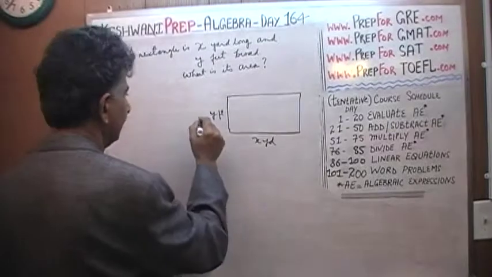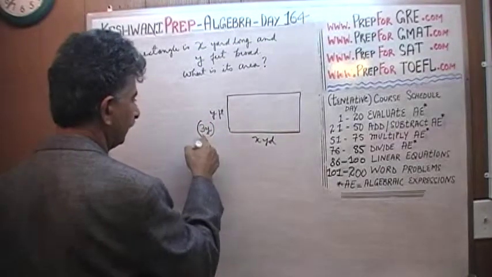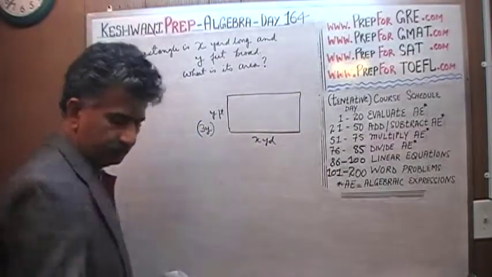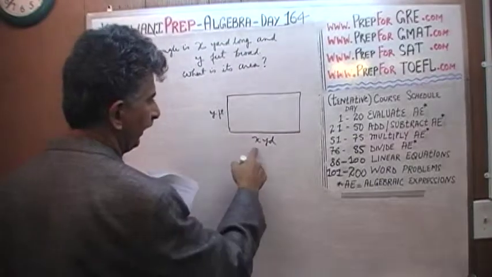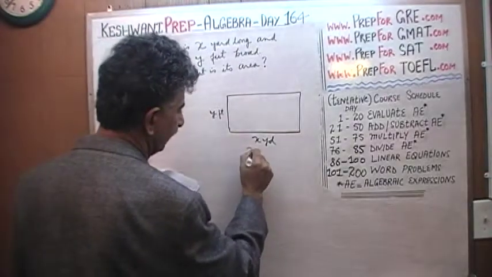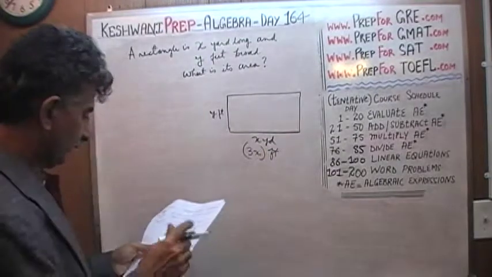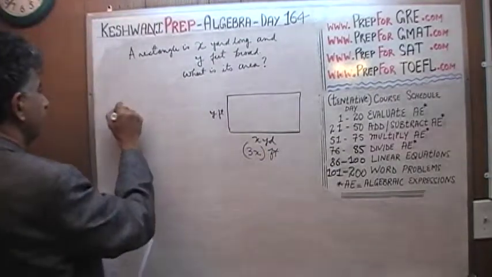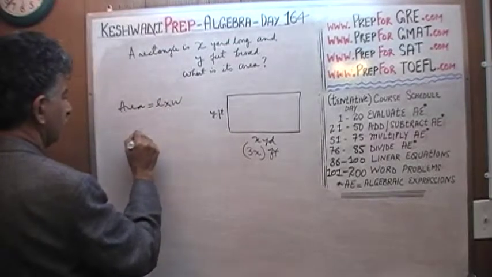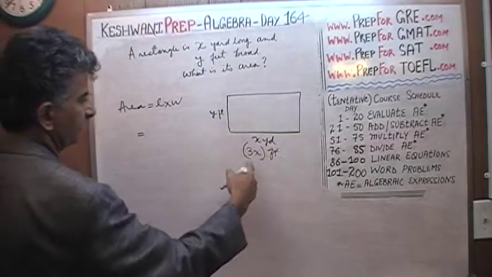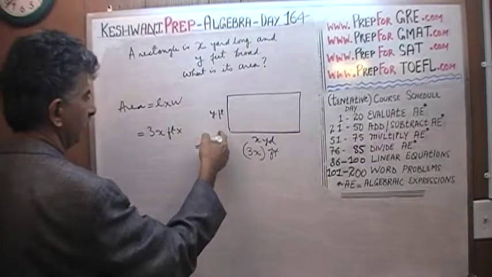Y feet is already feet. Y feet is just y feet. X yard is the same as 3 times as many feet. So the area is very straightforward. The area is equal to length times width. The length is 3x feet. The width is y feet.